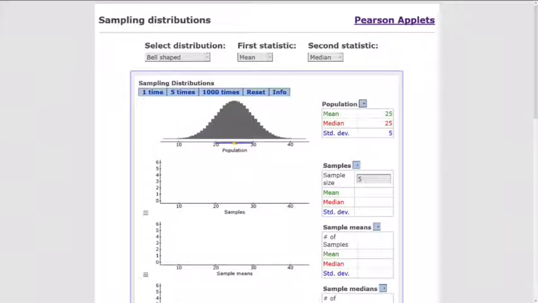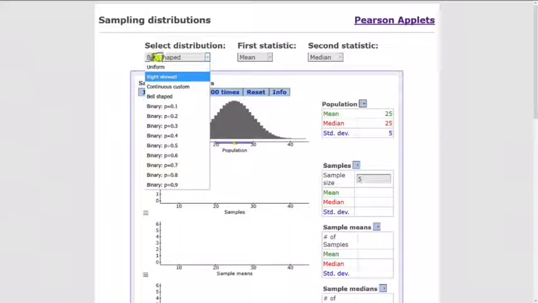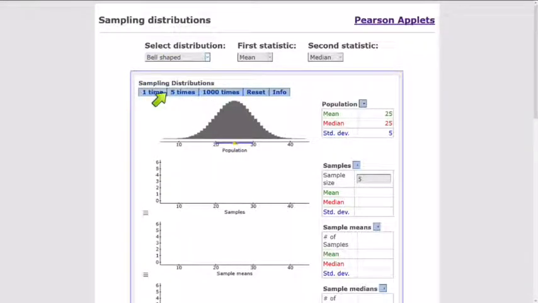Just log into MyLabsPlus, click on Tools for Success, then go to the Review section and click on Applets, and after you've clicked on Applets, click on Sampling Distributions. You will get this page. I have changed my distribution type to bell-shaped. By default it comes up uniform, but I have changed it to bell-shaped.